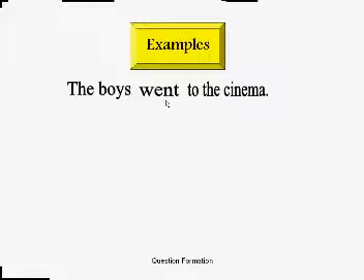Look at the verb, went. Think. What tense is that? Is it present, past, what? Of course, it's past simple.